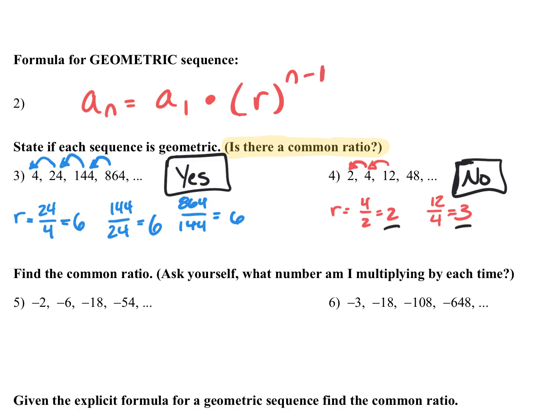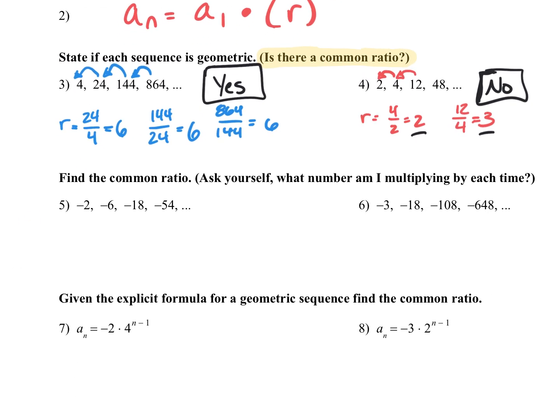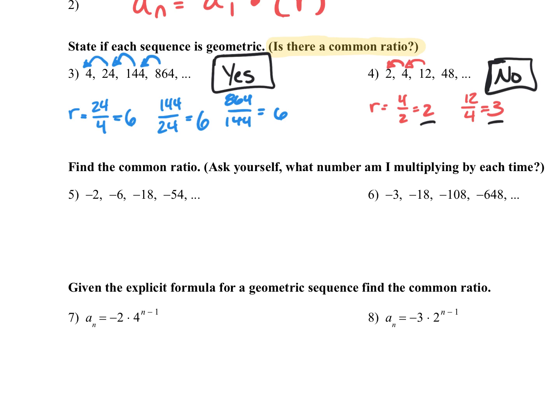Okay. All right, let's come to the next set of problems. The next set of problems simply say, hey, find the common ratio. So what you want to do is ask yourself, what number am I multiplying by each time? That's what you want to ask. Sometimes it's hard to see.